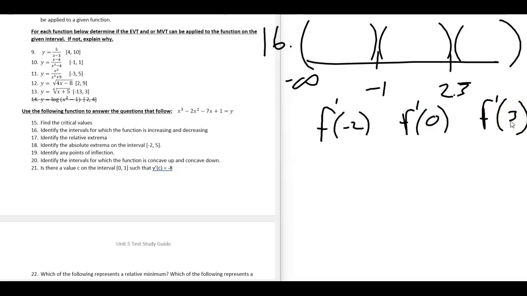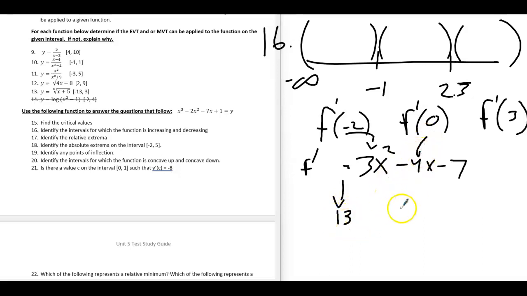And what we want to do is plug them into the derivative. Now we said the derivative earlier was 3x squared plus 4x minus 7. That was minus 4x, wasn't it? Minus 4x minus 7. Okay, so let's plug them in. If we plug in the -2, we're going to end up getting 13. And if I plug in 0, I'm going to end up getting -7. And if I plug in 3, I will get 8.